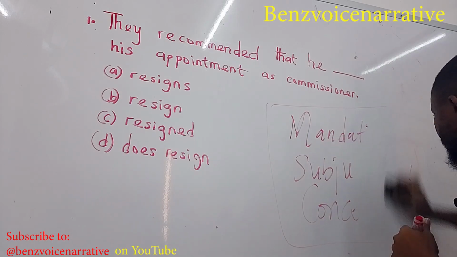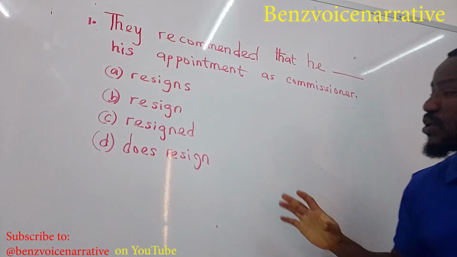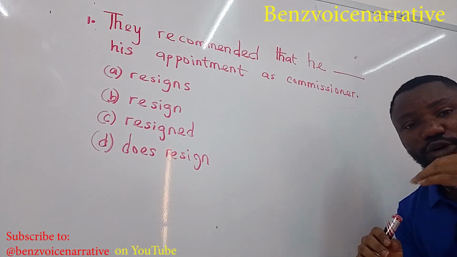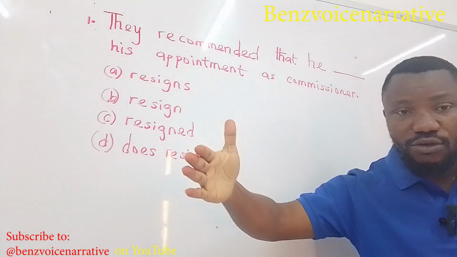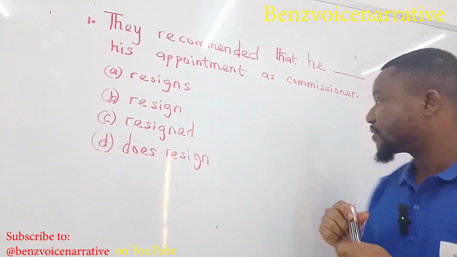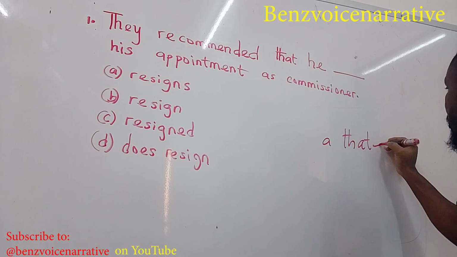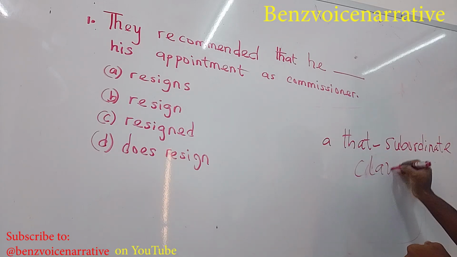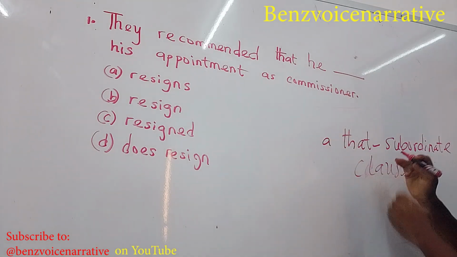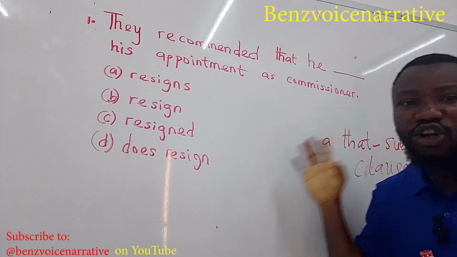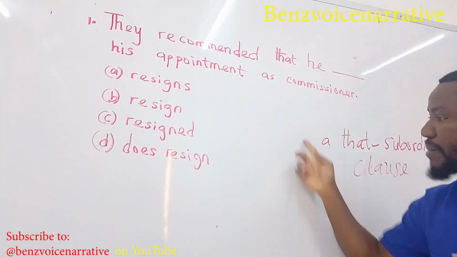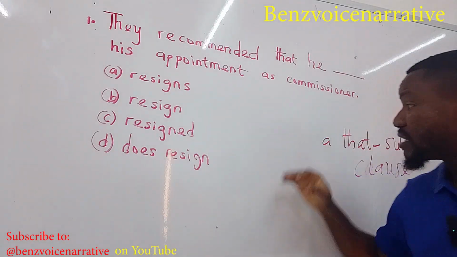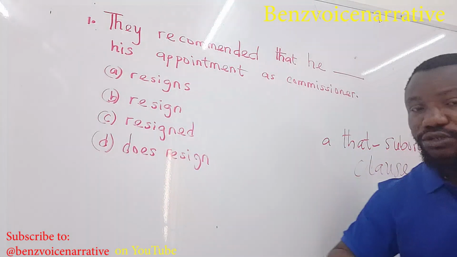Let's talk about the rule. The rule guiding mandative subjunctive concord dictates that when you have a main clause, an independent clause, that is followed by a that subordinate clause, and the main clause talks about necessity, request, recommendation, command, or decision making.